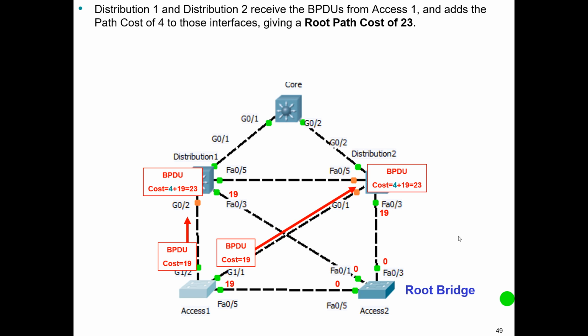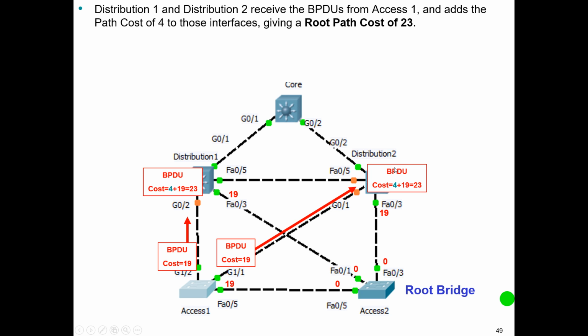So distribution 1 and distribution 2 will receive the BPDUs from access 1 and add the new path cost of 4, because it's a gigabit connection. So the new root path cost is 23, 4 plus the original 19. Because remember, this path is 19, these paths are 4.